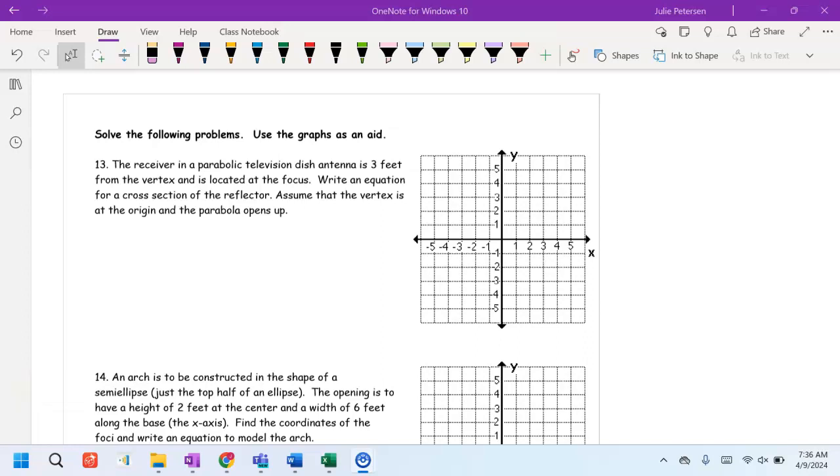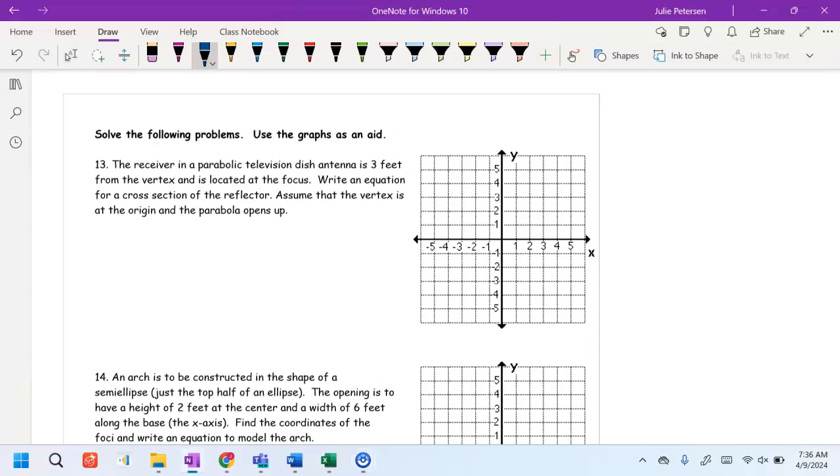All right, so I just wanted to go over a couple of these word problems from our Conics section review, and we'll start with problem number 13. It says a receiver in a parabolic television dish antenna is 3 feet from the vertex and is located at the focus. So we know several things here.